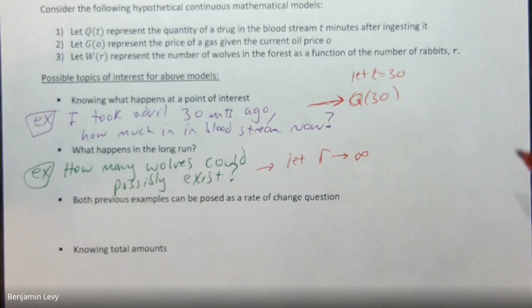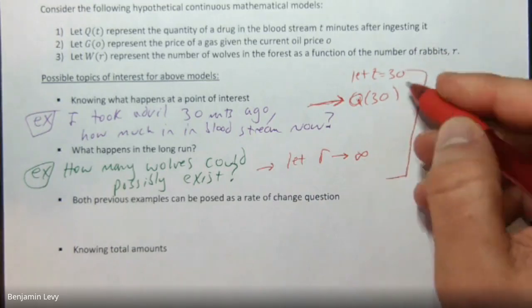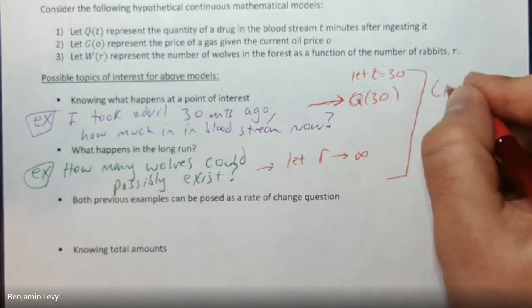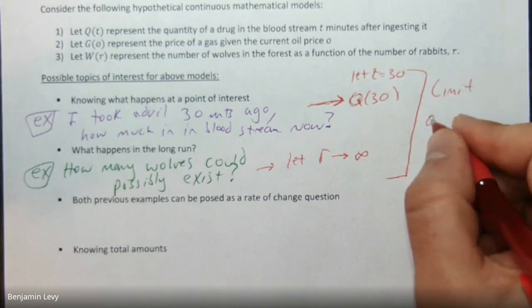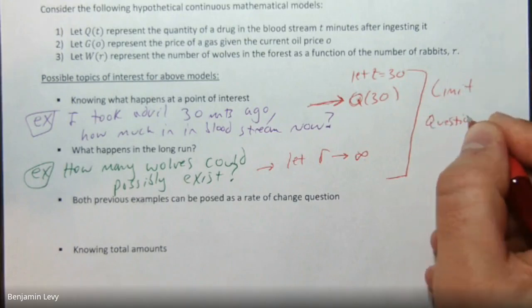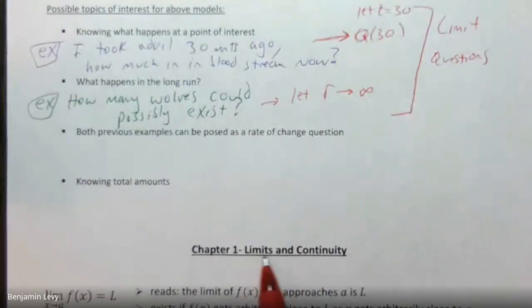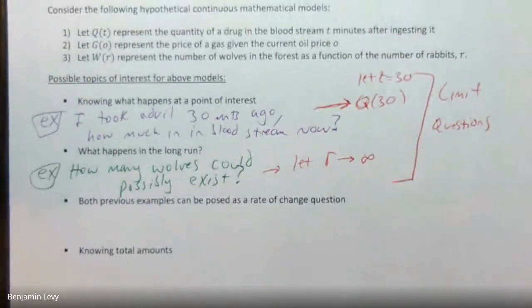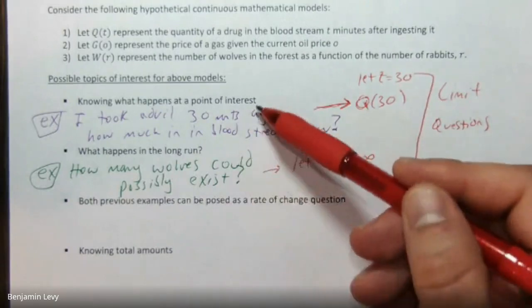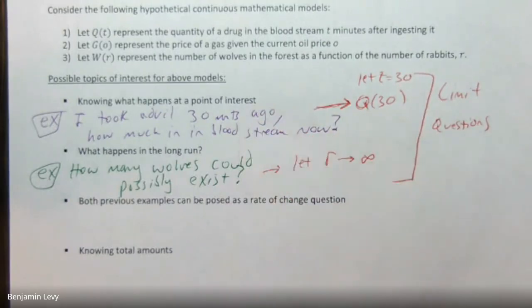And so to summarize those two things, both of these kinds of questions are limit questions. And so that's the first thing we're going to learn. You can see that's literally the next topic at the bottom of the page here, limits and continuity, chapter 1. Limit questions help us think about either what's happening at a specific point or what happens in the long run. Those are limit type questions.